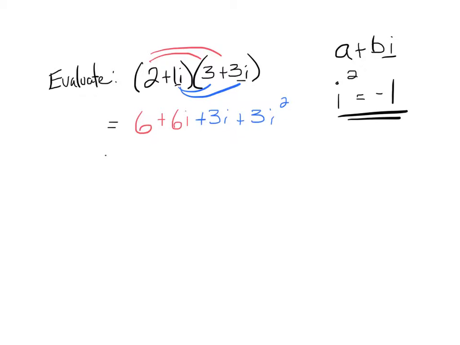Just to clean this up real fast, I am going to combine the like terms, the 6i and 3i. That will give me a total of 9i. And then I have this 3i squared, but super important is I'm going to apply this property now, that i squared is the same thing as -1.